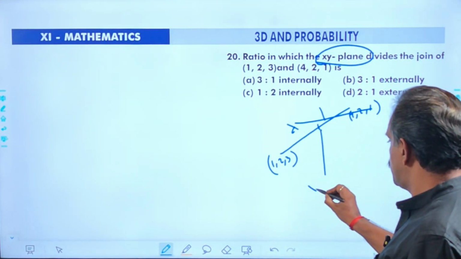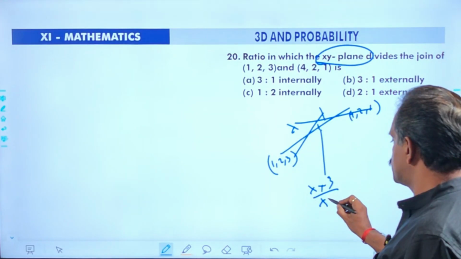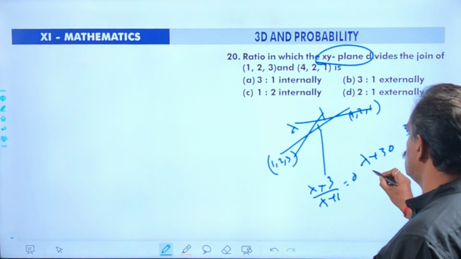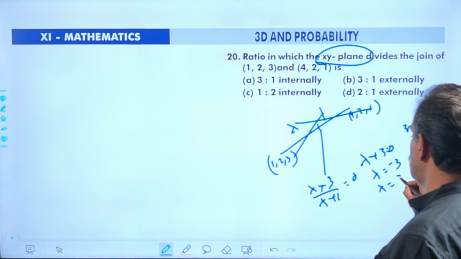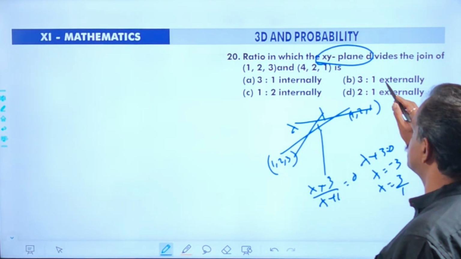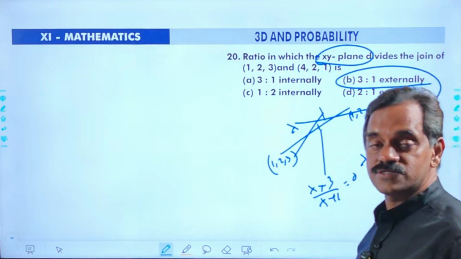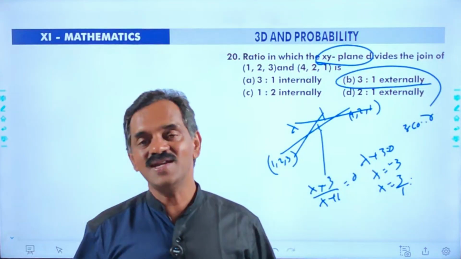It will be lambda plus 3 by lambda plus 1 equal to 0. So lambda plus 3 equal to 0, lambda equal to minus 3, so 3 is to 1 externally. Whenever there is a negative sign, you have to take it as an external division. It will be 3 is to 1 externally.